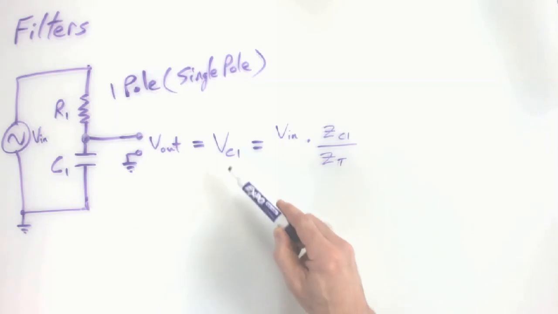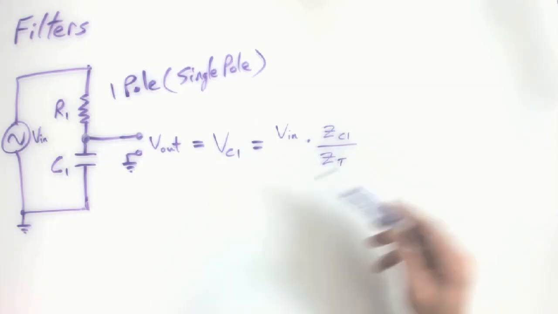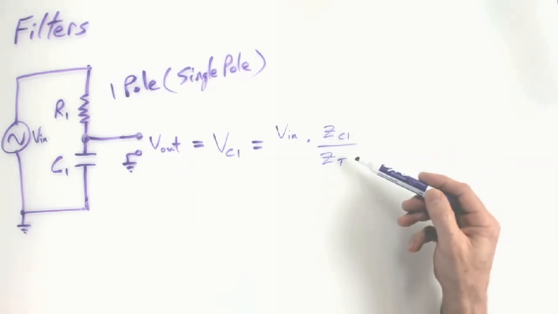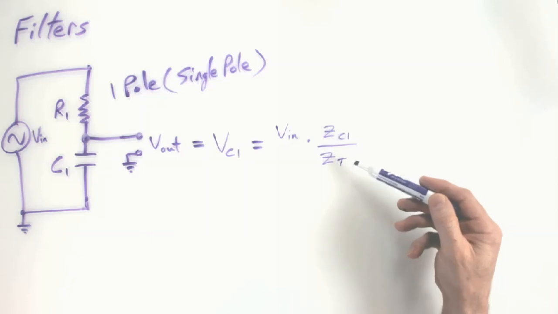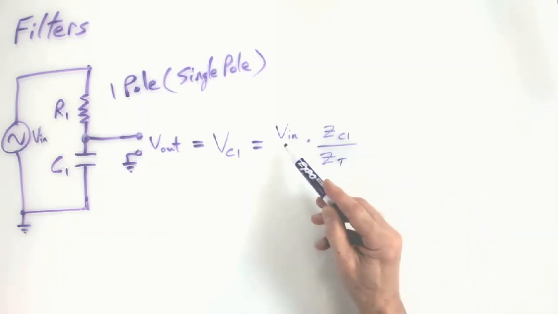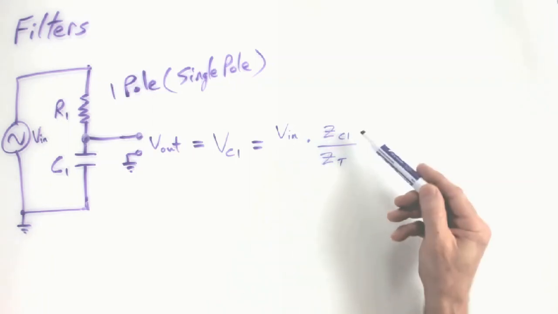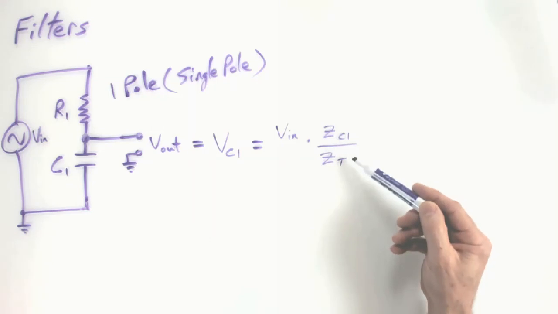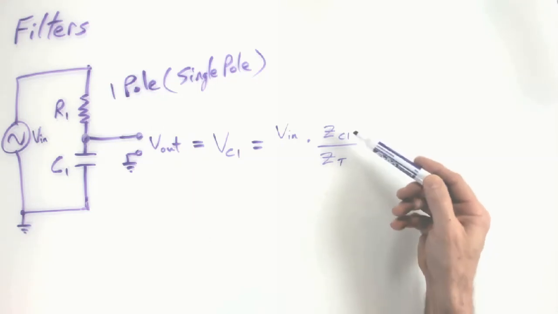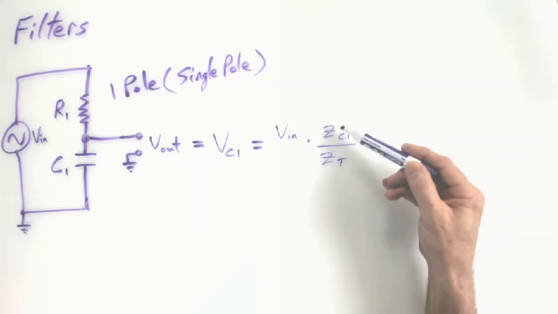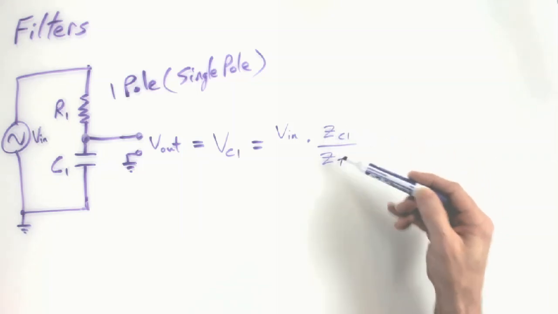So how much voltage will fall across the capacitor depends on the impedance of the capacitor compared to the total impedance of the circuit, the voltage divider. So it'll be a certain amount of Vin dependent on C1's impedance compared to the total impedance. And then you have to remember the trick here, the thing that makes it a filter: this impedance varies with frequency.